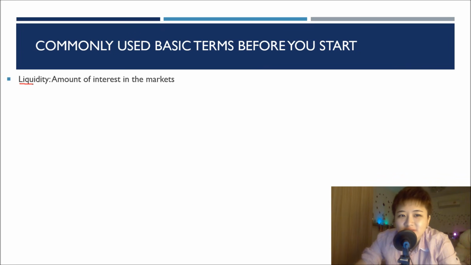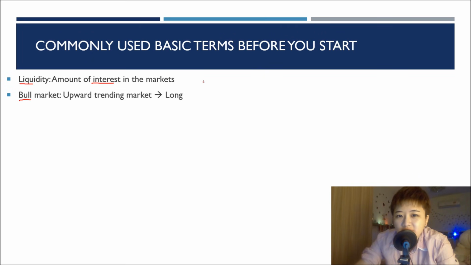First thing you need to know is liquidity. Like I said, it's the volume, the amount of interest in the markets, alright? Basically, how many participants there are making orders, making transactions. What is a bull market? Bull market means that the market is going up, okay? To put it simply, upward trending market. This means you should go long. What does it mean by going long? It means you should buy.